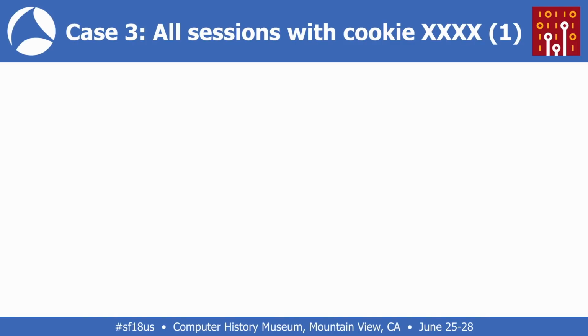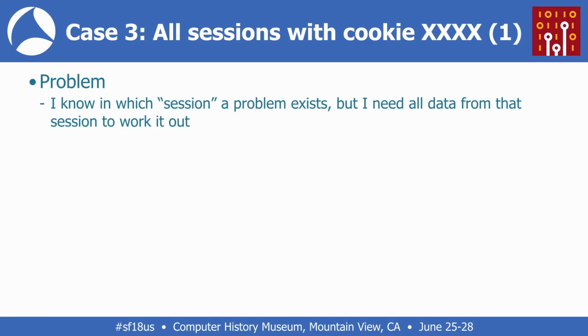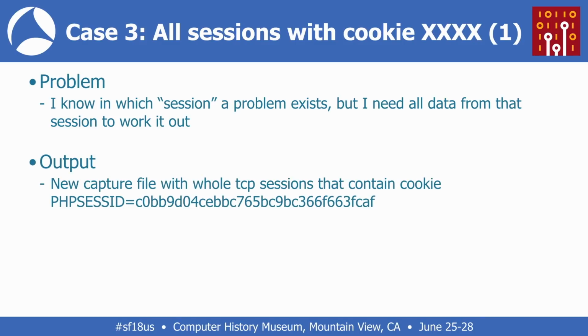So now we have a trace file where there's a couple of users and they requested stuff and their sessions are cookie based. We already saw on the last output there's a PHP session ID. So now I want, I know in which session a problem exists, but I want all the data for that session. So how do I do that? What's the output? I want to have a new capture file with the whole TCP sessions that contain, wherever in the session, the cookie PHP session ID equals, well, I'm not going to read that.